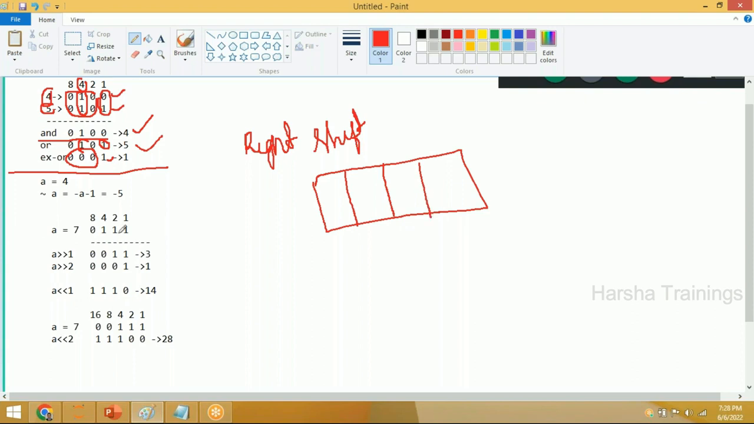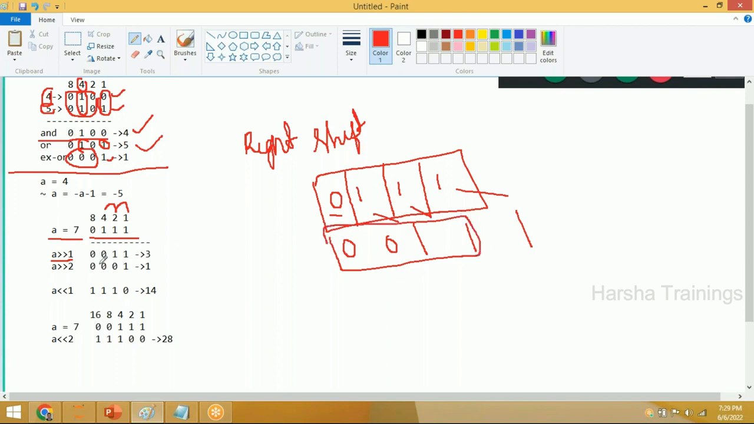Here I have taken A equal to 7. How will 7 be represented? 4 plus 2 is 6 and 6 plus 1 is 7. So 7 is converted into 0 1 1 1. Write it as 0 1 1 1. First of all, I want to right shift by 1 bit. Whenever I move 1 bit to the right, this 1 will come here, this 1 will come here, this 1 will come here, and this 0 will come here, and 1 more 0 will be added here. This is the result.